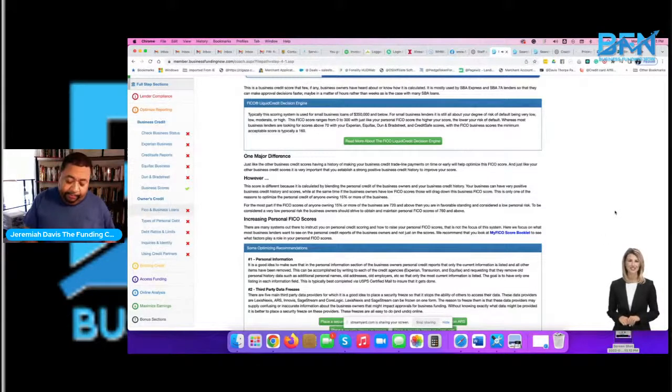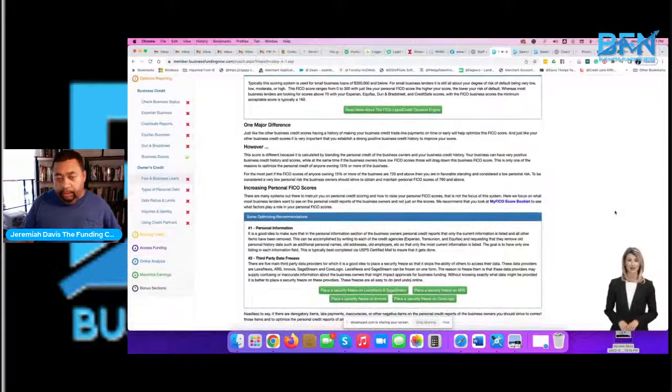The FICO Small Business Scoring Service is a business credit score that few, if any, business owners have heard about or know how it's calculated. It's mostly used by SBA lenders so that they can make approval decisions faster, maybe in a matter of hours rather than weeks, as can be the case with SBA loans. For small business lenders, it's all about your degree of risk of default. Will they see your business as being very low, moderate, or high? Just like the other business credit scores, a history of making your business credit trade line payments on time or early will help optimize this FICO business score.